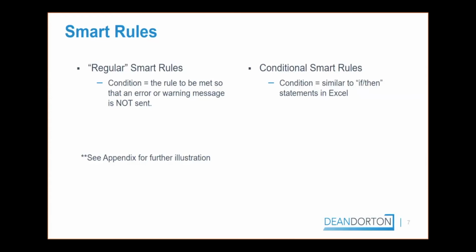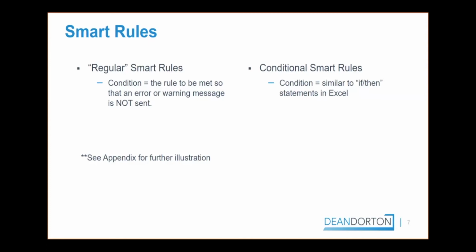So your condition for a regular SMART rule would be 1099 tax ID is not blank. So if that tax ID is not blank, then an error message will not be sent. If that tax ID is blank, you're going to get an error message that says, please fill in this tax ID. And then you've got a conditional SMART rule.